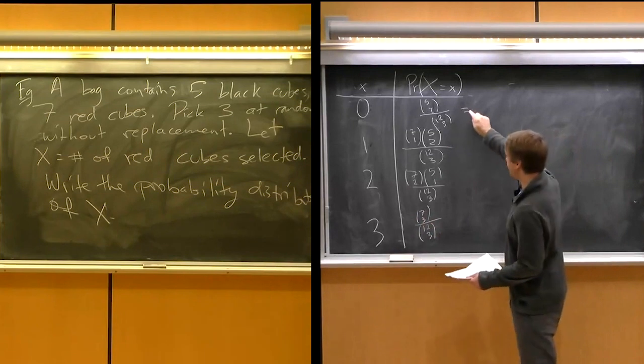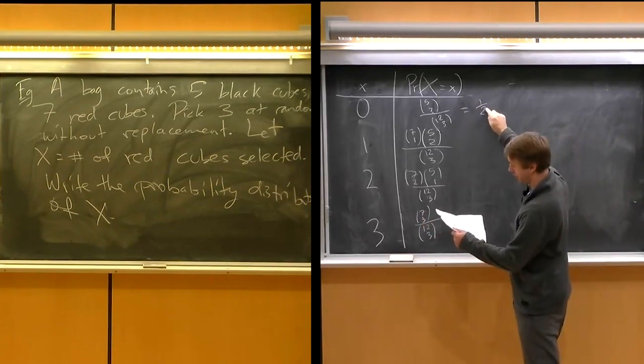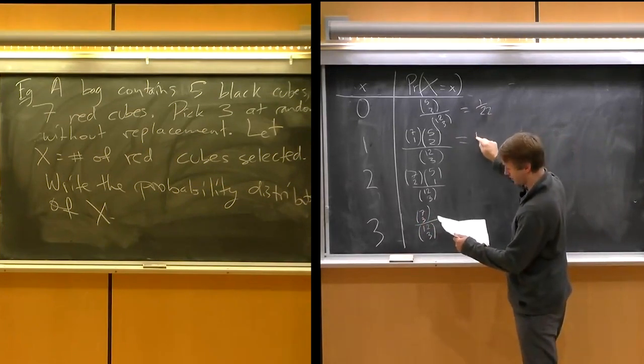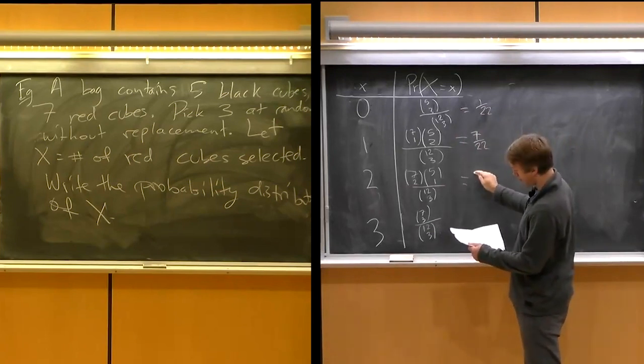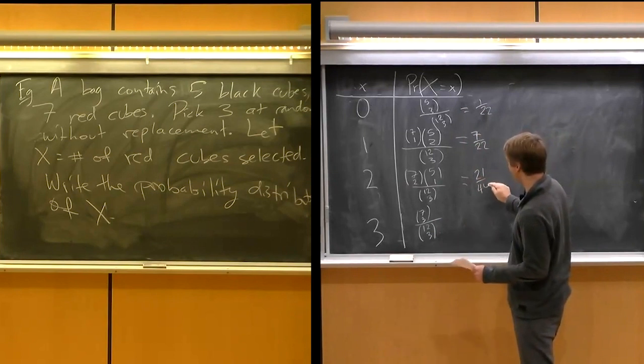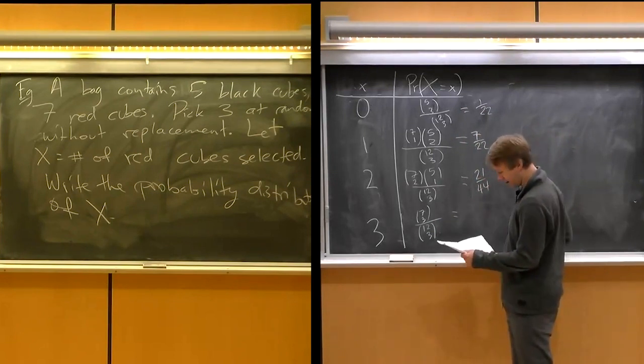If you want to compute these numbers, this is like 1 over 22. This is 7 over 22. 21 over 44. It doesn't really matter, but 7 over 44.